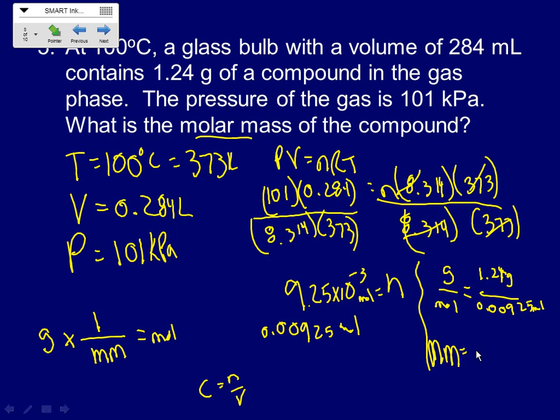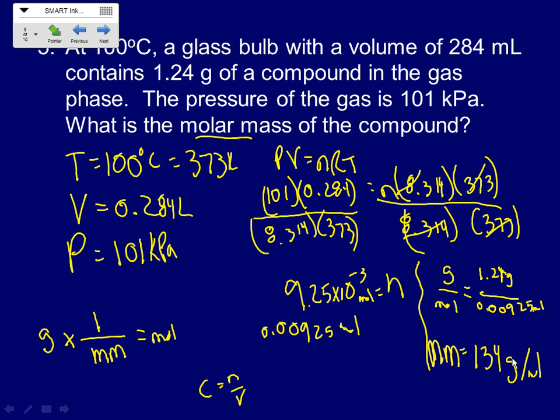and I'm going to get a molar mass of, yep, 134, 3 significant digits, looks good. 134 grams per mole. Sound good? So don't forget, if you're asked for a molar mass and you're given grams and moles, just divide them off. Force it into a unit of grams per mole.